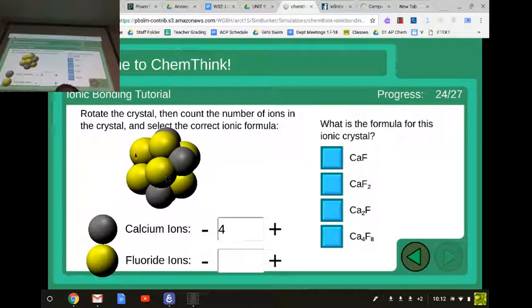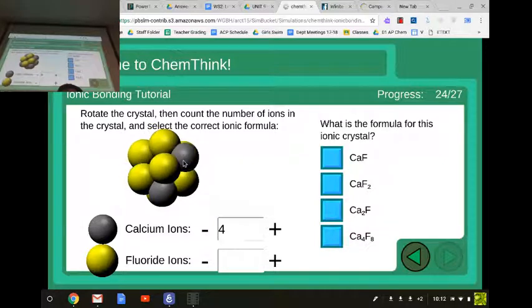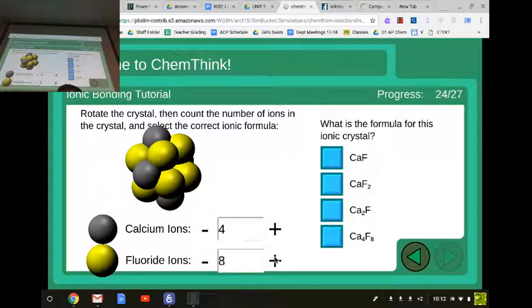Okay. So we have 4 calcium ions. How many yellow fluoride ions are present here? 1, 2, 3, 4, 5, 6, 7, 8. So we have 8. So what's the ratio here of calcium to fluorine? It's 4 to 8. And if we simplify that, what would that become? It could be 2 to 4. Could that be simplified even more? It could be 1 to 2. So the formula is CaF2 in this case. Okay?